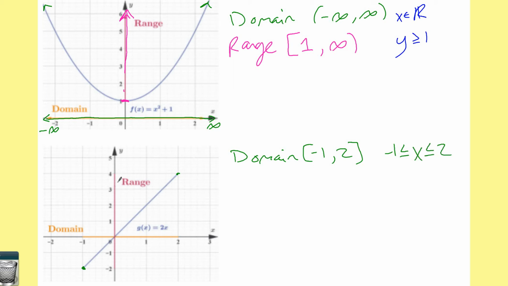And then for your range, the lowest part is -2. You're looking at the lowest part and the highest part. So the range is from -2 to 4. We can also write that, getting ahead of myself, like this.